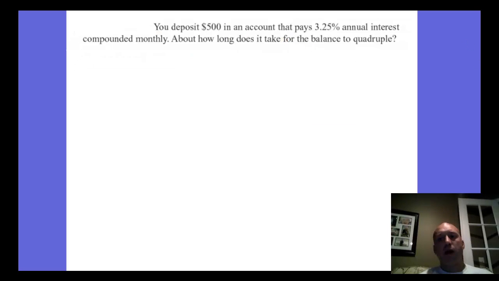Here's an application problem. It kind of goes back to the beginning of our PERT or compound interest. Say you deposit $500 into an account that pays 3.25% annual interest compounded monthly. How long does it take for the balance to quadruple? Quadruple is 4 times, which really makes the amount I'm putting in irrelevant.